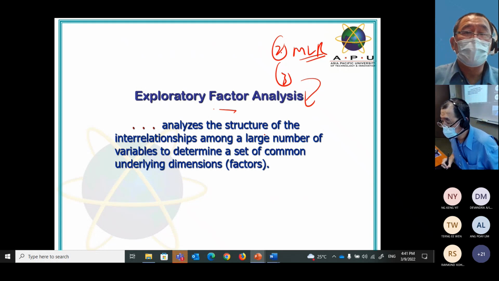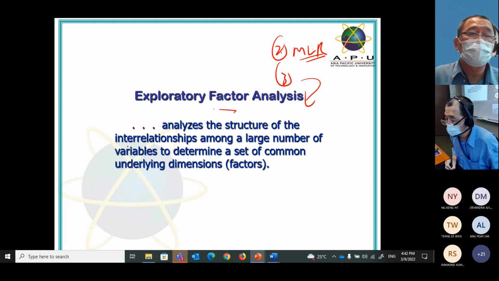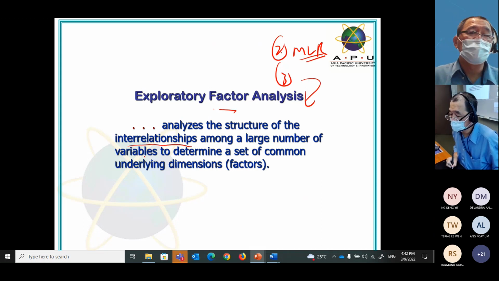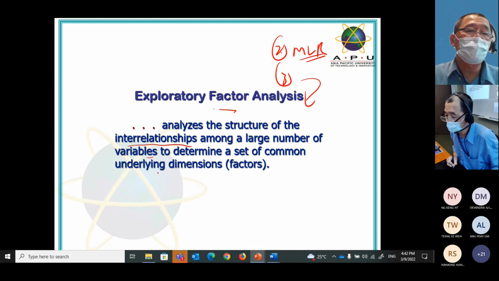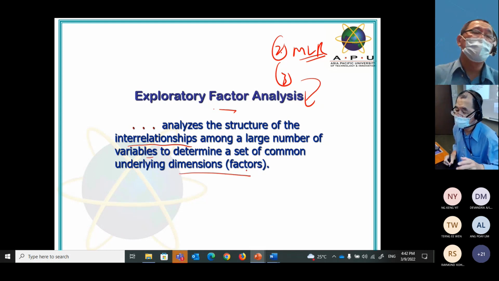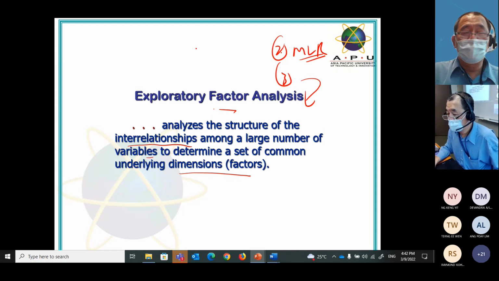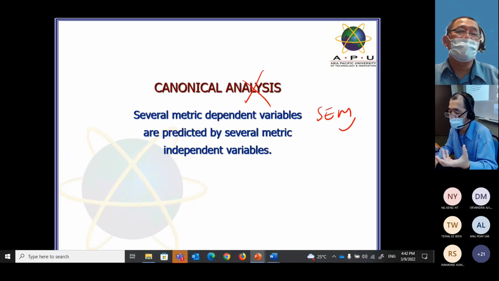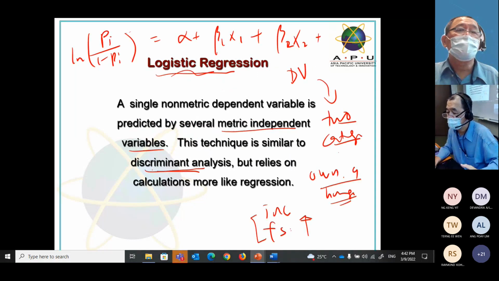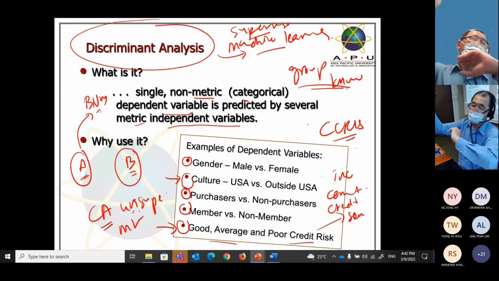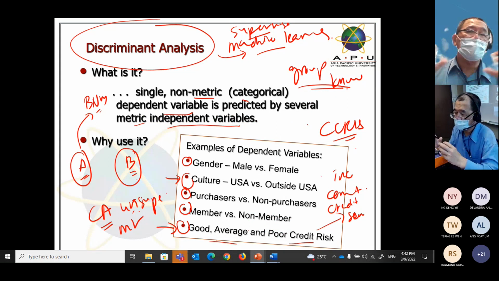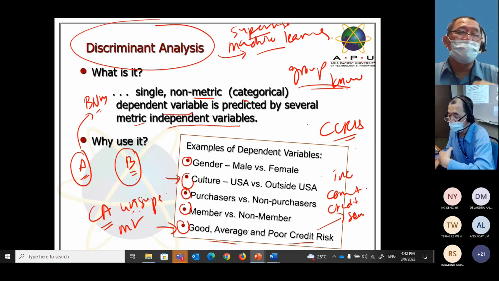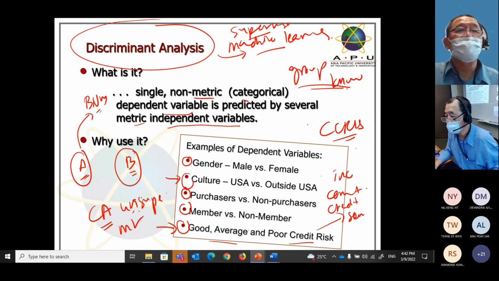So this one, we analyze the structure of the interrelationships among a large number of variables to determine a set of common underlying dimensions. Remember just now, there were some reasons why the employees are late to the company. Then you can do the grouping. From 20 kinds of reasons, you make it become maybe 3 or 4 factors.